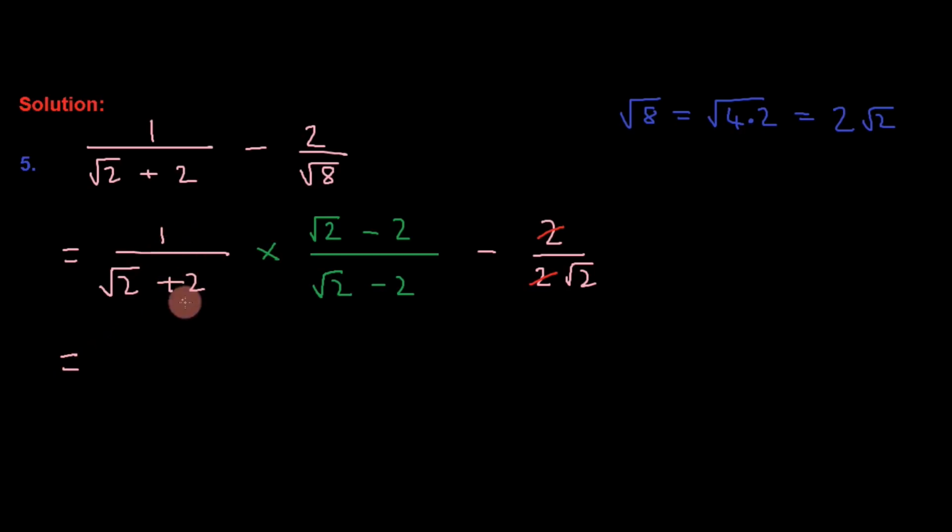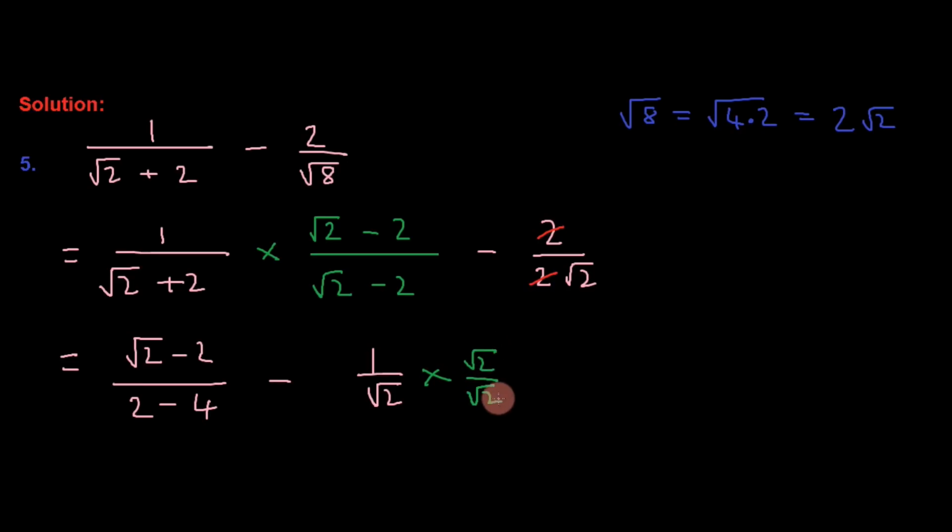Then coming back to the first term here, 1 times root 2 minus 2 is root 2 minus 2. And in the denominator we have a difference of squares. So we square the first term, minus, and we square the second term. And here we have 1 over root 2 in the second term, which we can rationalize now. So we multiply by root 2 over root 2.